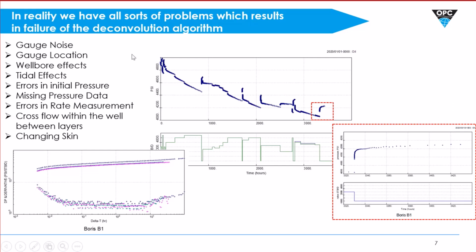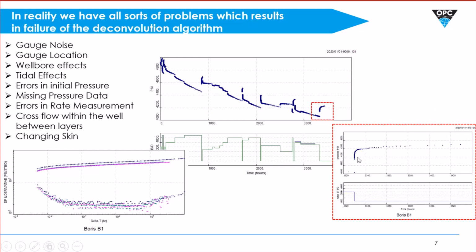So the first one I will start with is gauge noise. Our gauges are not perfect, but they are getting a lot better. But the big factor here really is gauge location. Our gauges are not located in the reservoir, they are located in the wellbore. And that can lead to wellbore effects, such as wellbore phase segregation and other noise that exists in the wellbore that doesn't exist in the reservoir. But remember, our gauges are located in the wellbore, so it's a bit of a tug-of-war between the wellbore and the reservoir.